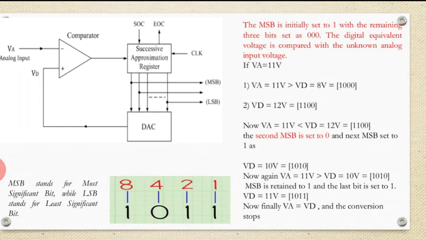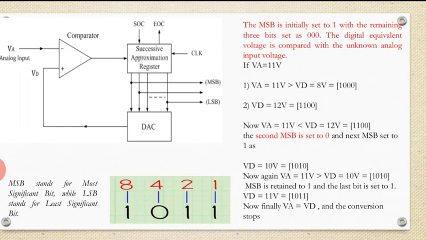I hope everyone has understood. It means nothing but successive approximation: it takes the values one after another and checks them. If the value is less than the analog value, then it will be set to 0. If VD is less than the analog input, then it will be set to 1. I repeat, if VD is less than VA, the analog, then it will be set to 1.